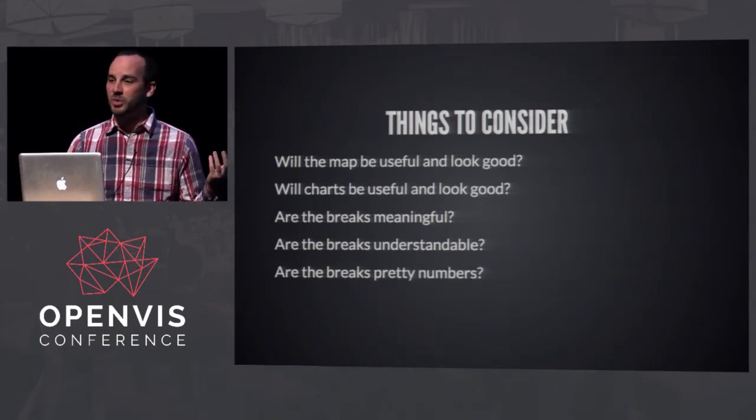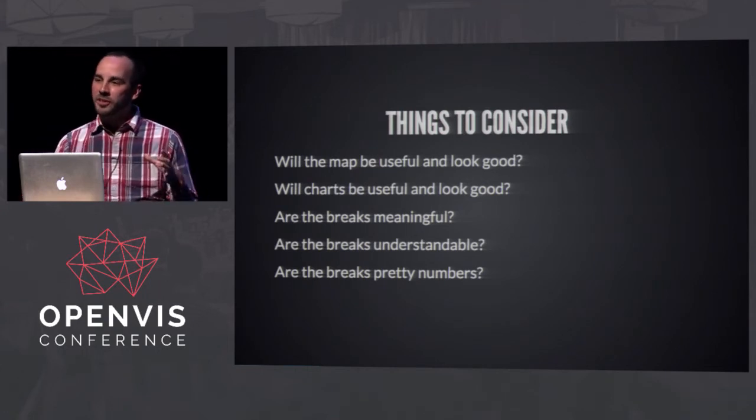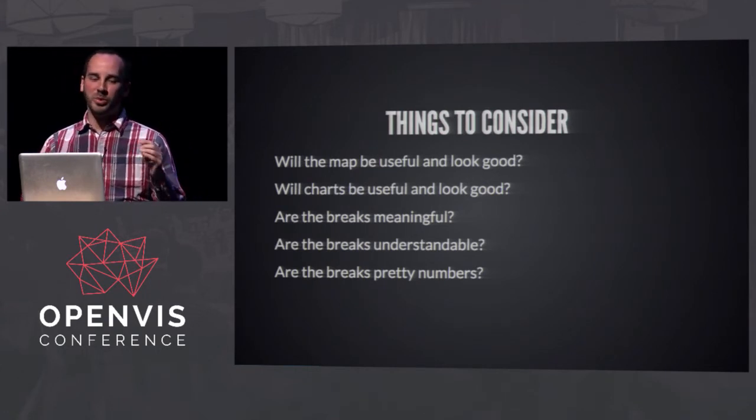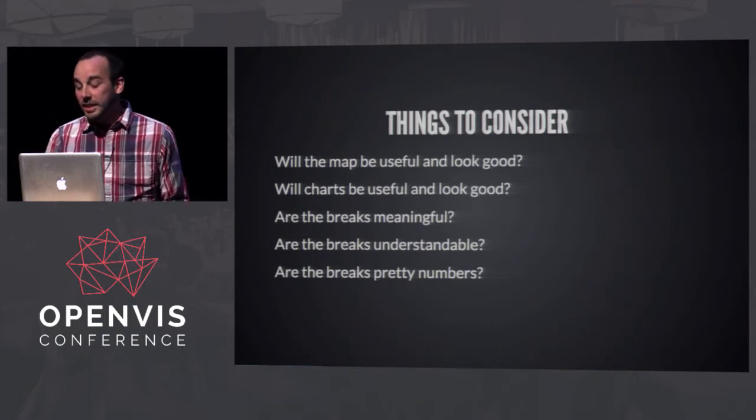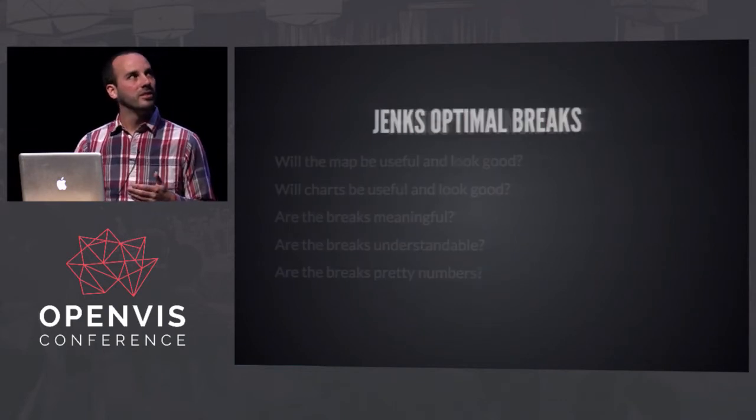And then, this sounds trivial, but are they nice numbers? Like, you want 400, you don't want 402.3785 or whatever, unless that's a meaningful number. So these are some things I think that we're often trying to compromise to do okay at.